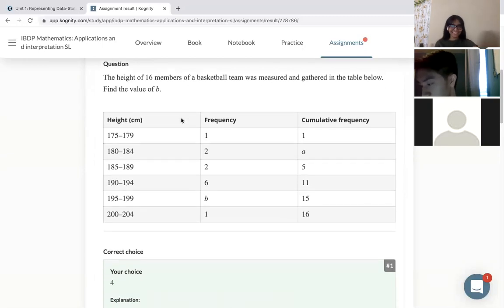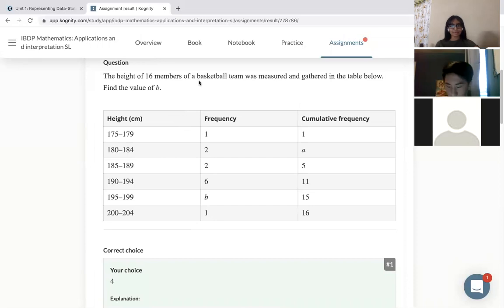Okay, great. The height of 16 members of a basketball team was measured and gathered in the table below. Find the value of B. So to do that, you see how the cumulative frequency right here is 15? So you know how it was 11 right here? You would take 15 minus 11, which is 4. And let's say you want to find A, it would be 1 plus 2 equals A. So that's pretty simple.